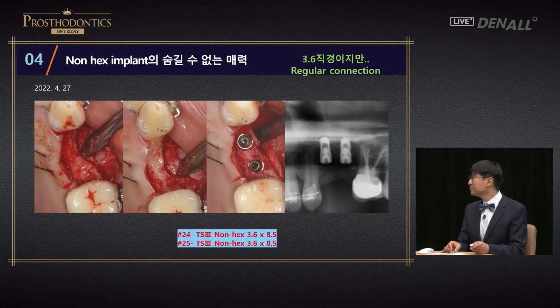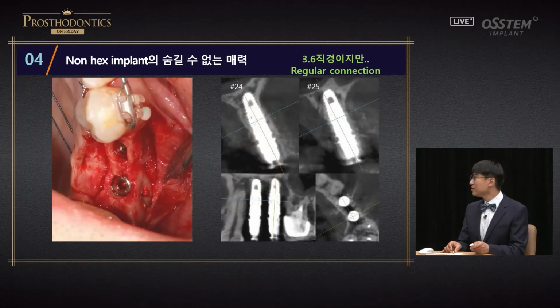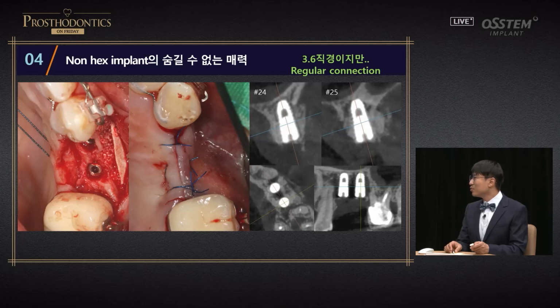In this tight space, by using 3.6 non-hex implant, I placed 2 implants. In such tight spaces, I do not get obsessed about the diameter, and if you're not a person who can do bone graft really well, this can be of great help. Bone graft was done. This was as I was preparing for final prosthesis delivery.